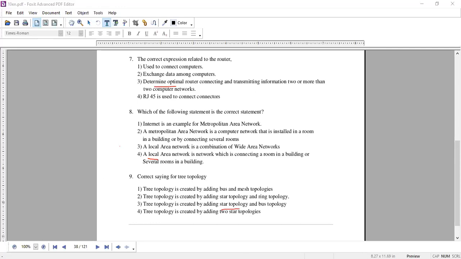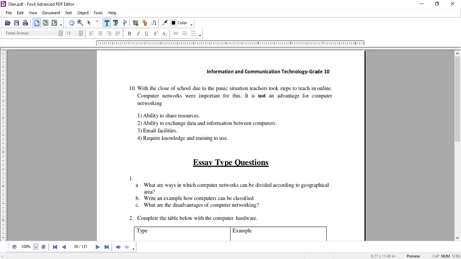Then we'll see the 10th one. With the close of school due to the panic situation, teachers took steps to teach online. Computer networks were important for this. Which is not an advantage of computer networking? So what's the not an advantage? That's a disadvantage. So requiring knowledge and training to use. Okay, you have put the correct answer.